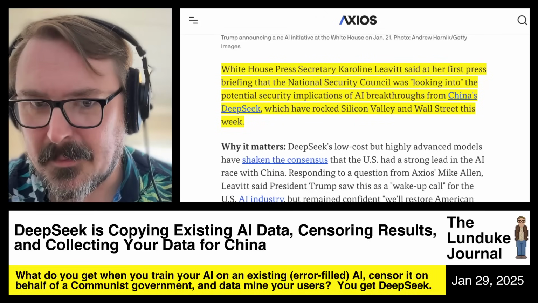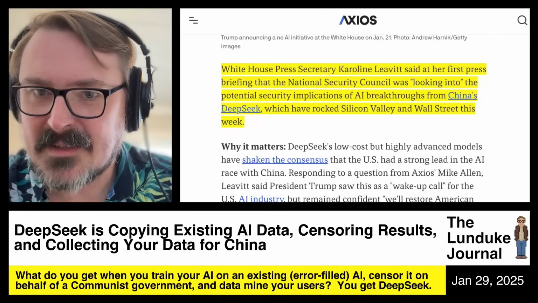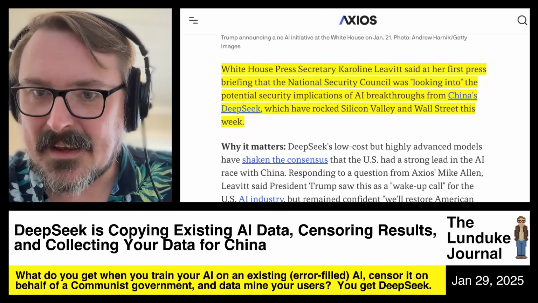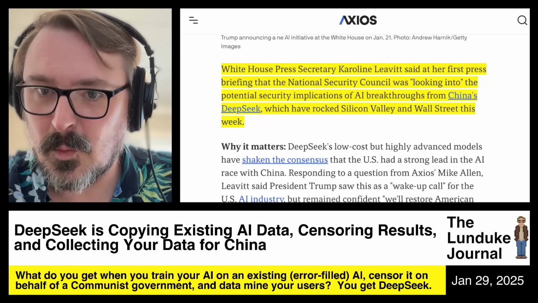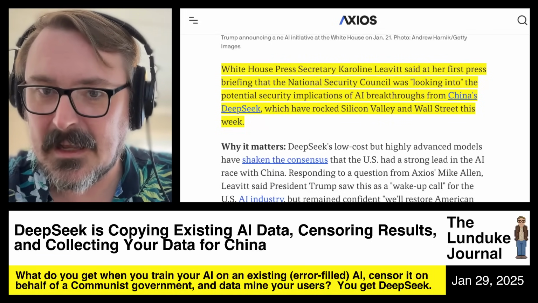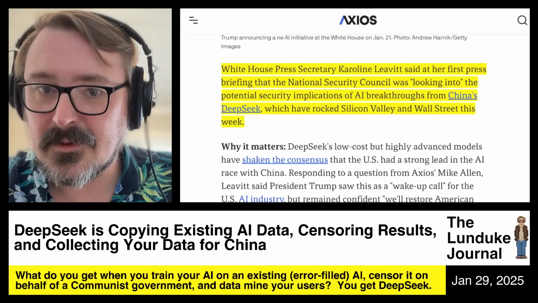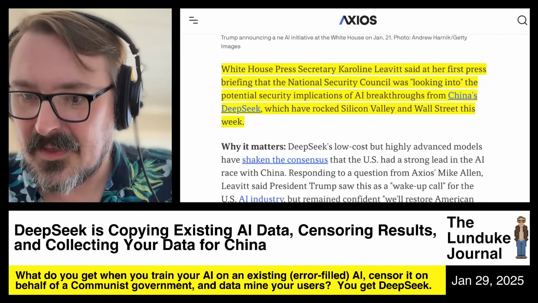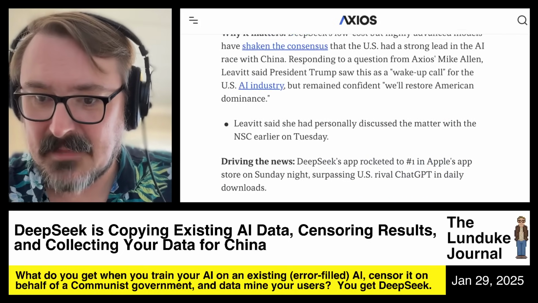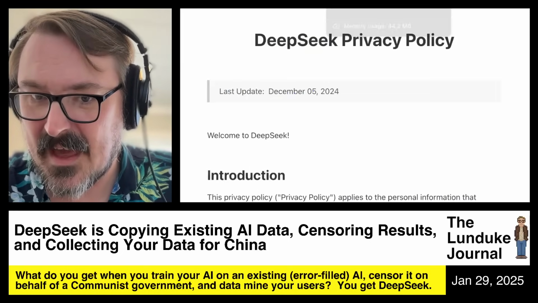This is a report coming from Axios. White House Press Secretary Carolyn Leavitt said at her first press briefing that the National Security Council was looking into the potential security implications of AI breakthroughs from China's DeepSeek, which has rocked Silicon Valley and Wall Street this week. Now, that is true. That is a thing that is happening.